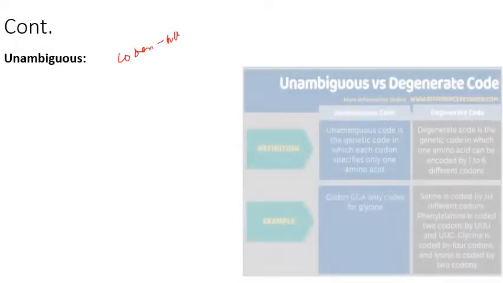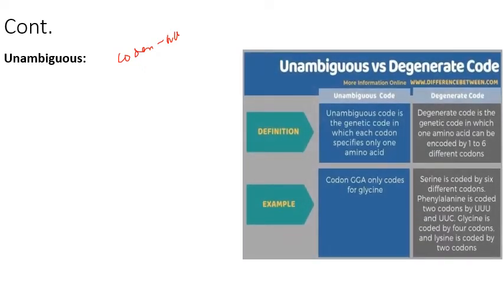The next feature of genetic code is its unambiguous or non-ambiguous nature. It means one codon can code for only one amino acid. There is a difference between unambiguous code and degenerate code. In case of an unambiguous code, the genetic code in which each codon specifies only one amino acid, where one codon codes for only one amino acid, that is called unambiguous genetic code. While degenerate genetic code means where a single amino acid can be coded by more than one codon, where there can be 1 to 6 codons. They will code for a single amino acid. For example, we have codon GGA that codes for glycine.